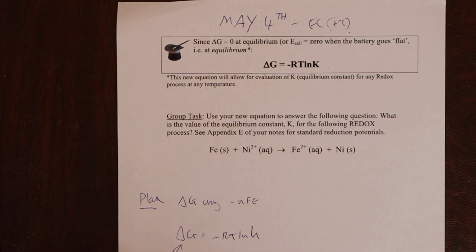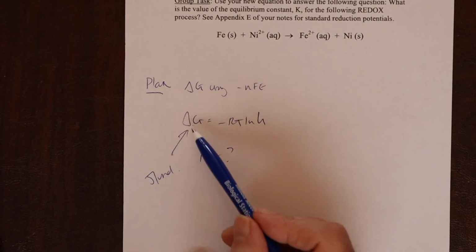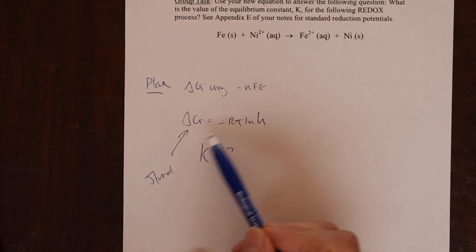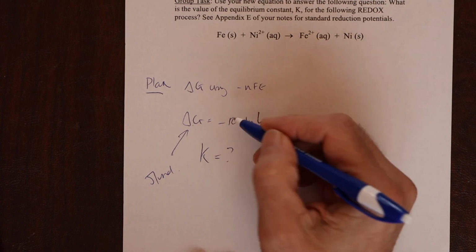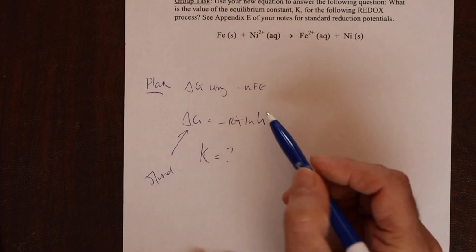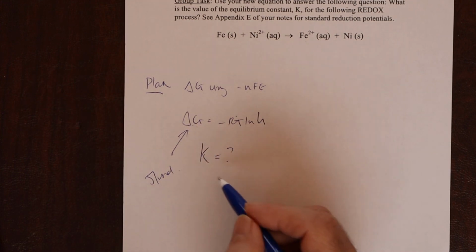Now remember, that's got to be in joules per mole, so you'll probably get an answer in kilojoules. Make sure, because you've got R. Remember when we did things like the Arrhenius equation, R is 8.31 joules per mole per Kelvin. So this has to be in joules, not kilojoules. So be careful. Get a value for K.